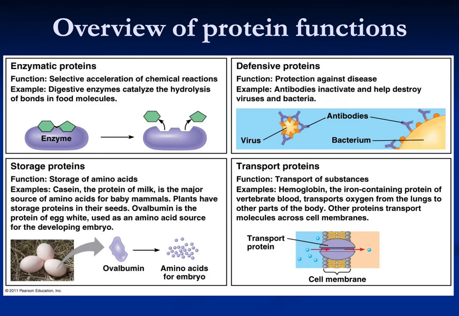Defensive proteins. We have proteins that act as antibodies. They fight off viruses. They fight off bacterial infections. And then, of course, we have proteins that are embedded in the cell membranes that allow for transport of materials. Again, we mentioned hemoglobin. It's the protein in our blood, and it transports oxygen from the lungs to all other parts of the body that need oxygen.